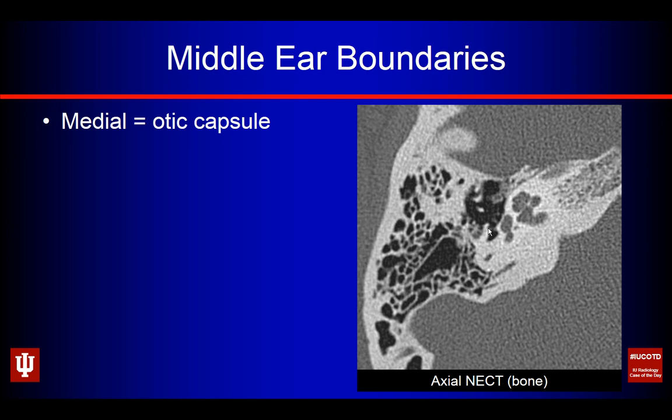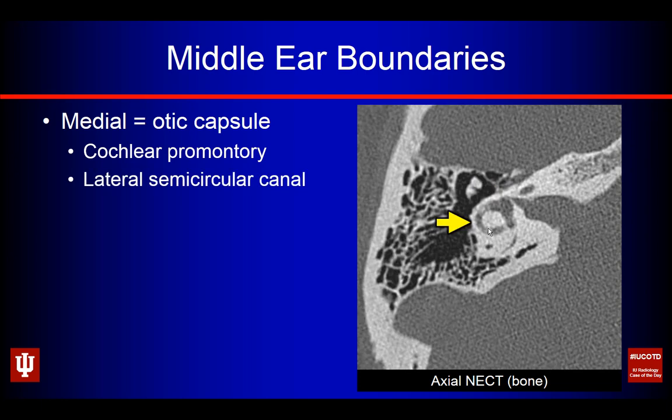As we look on our axial images, we can see along the medial margin of the middle ear, we have our otic capsule, defined here in yellow. That's the densest bone in the human body. You can see just how much more dense it is than the surrounding skull base. And we have our cochlear promontory out laterally, sort of overlying the cochlea. We have our lateral semicircular canal that I showed you just a moment ago on our coronal images.